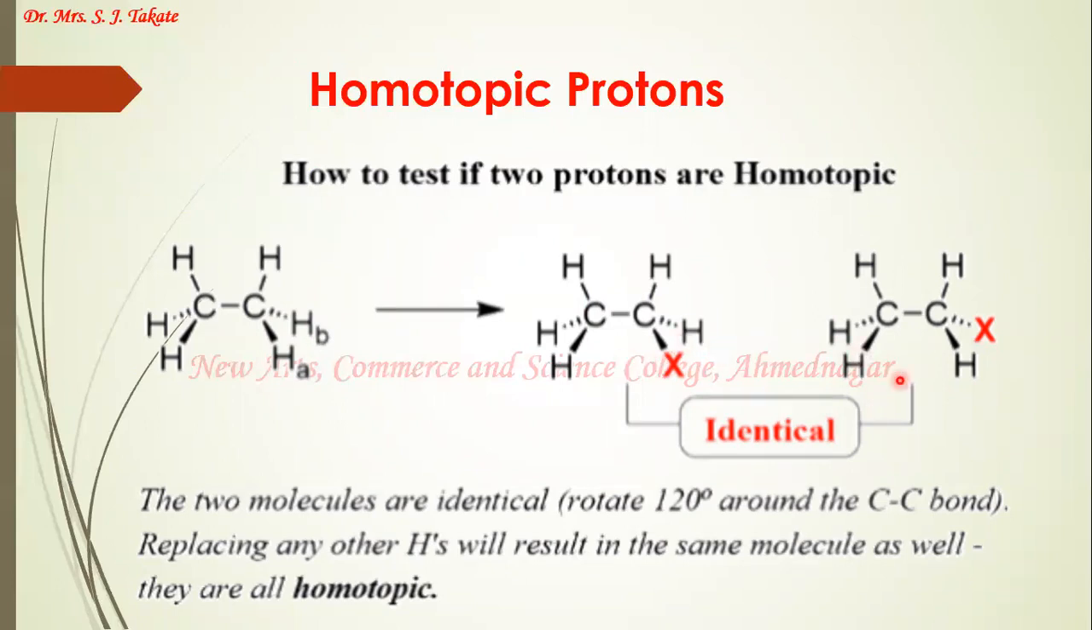The two molecules are identical. How can you say that? If the carbon-carbon single bond undergoes rotation through 120 degrees, then this X group will take this position and you will find that the two compounds are identical. So this tells me that this compound and the second compound are identical compounds. This means that the selected protons A and B are homotopic protons.